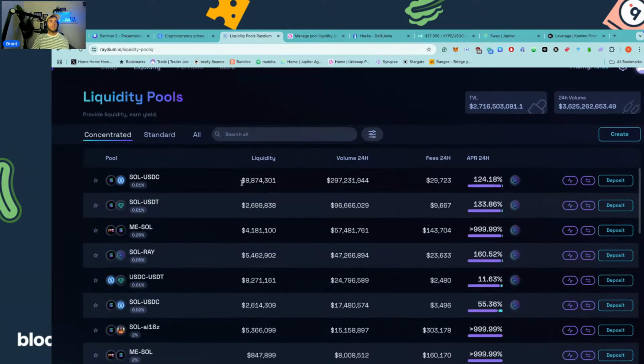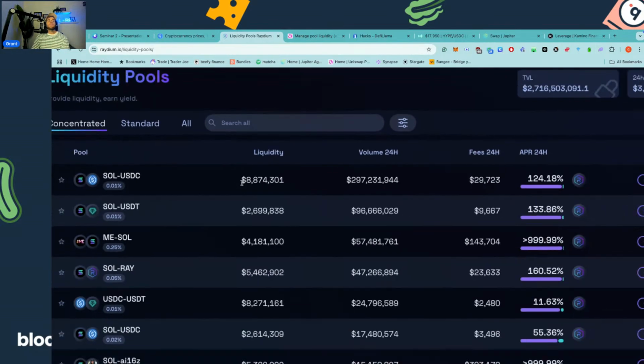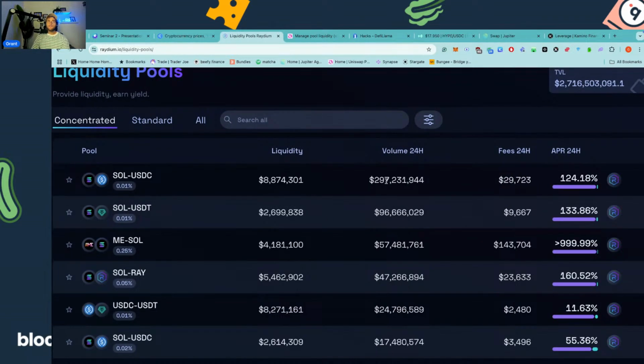So let's say that again. There's been $297 million worth of volume through the USDC-SOL pool on Raydium, which at a 0.01% fee generates fees of 29,723. And then that has to get shared between everyone who has contributed to the liquidity in the pool, which is 8.874 million, right? So let's say you actually own 10% of all the liquidity in here.